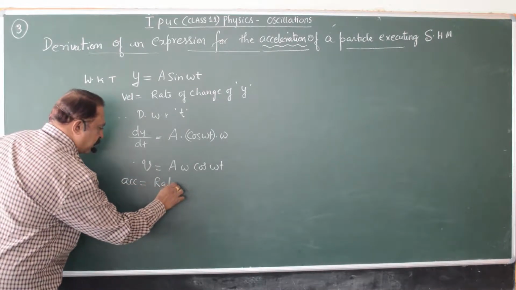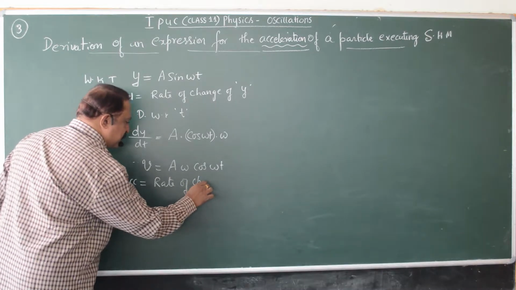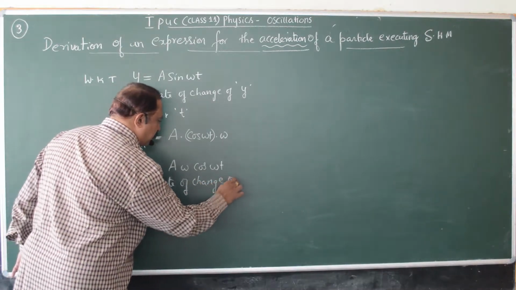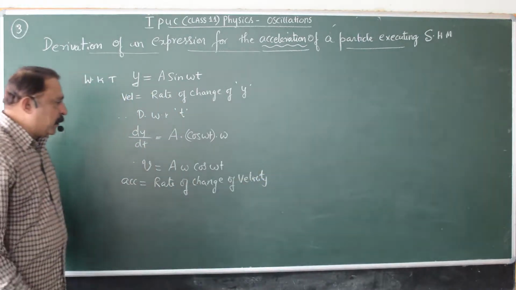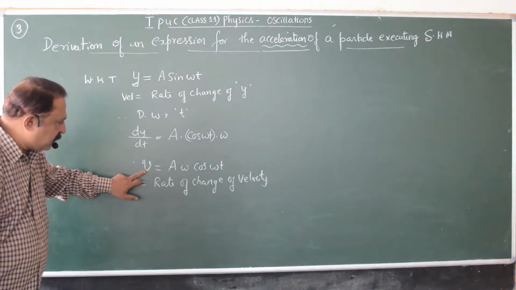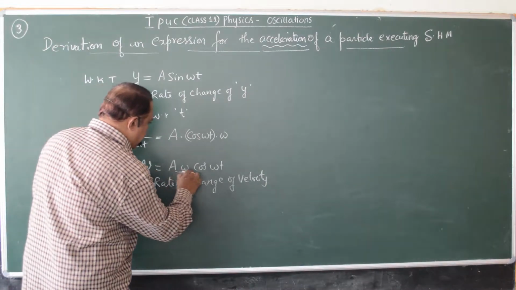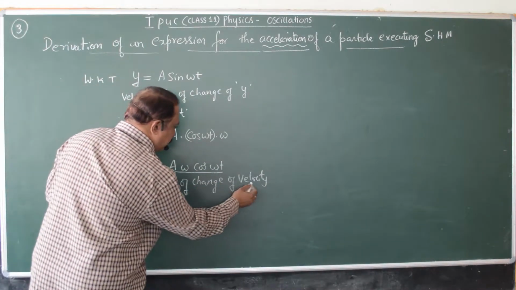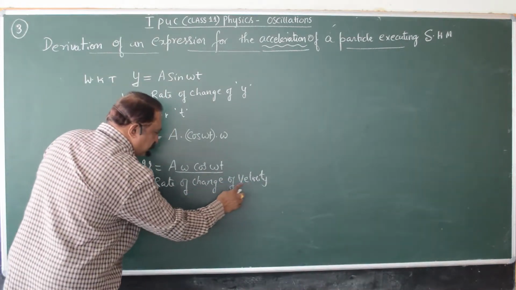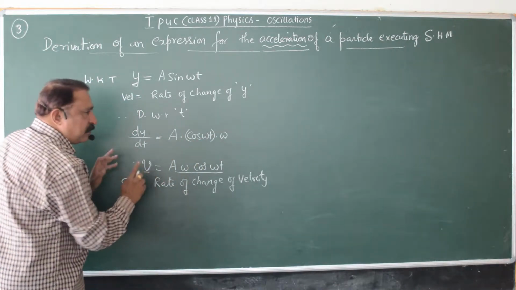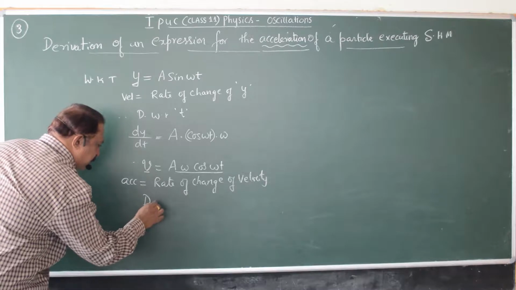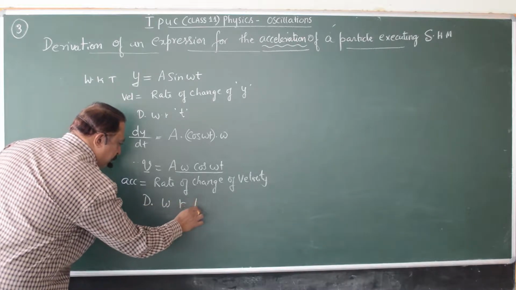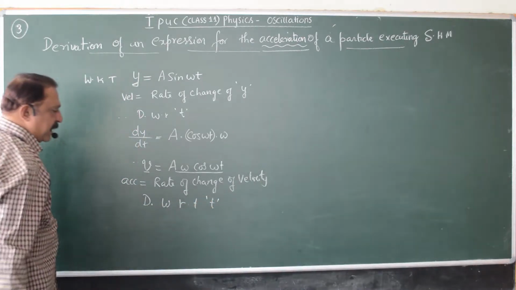Acceleration is rate of change of velocity. So, what I need to do to get acceleration, I have to differentiate the velocity equation. I have to take rate of change of velocity. Taking rate of change of velocity means differentiate velocity with respect to time. That gives rate of change of velocity. So, differentiating with respect to t, where t is time.